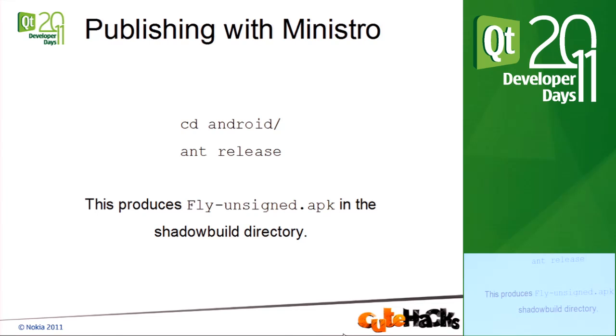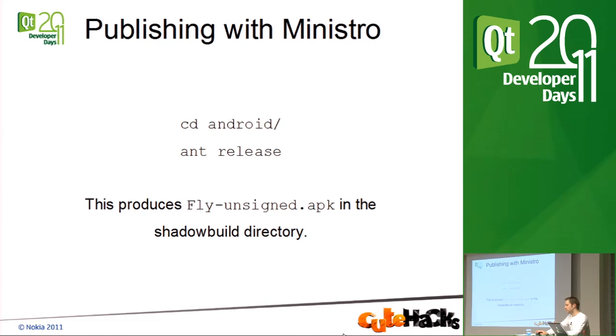Anyway, Ministro way. At the moment, with Necessitas 0.2.1, when you do a release build, it actually doesn't quite do a release build. So instead, go into the Android directory and write ant release. You then get an unsigned application.